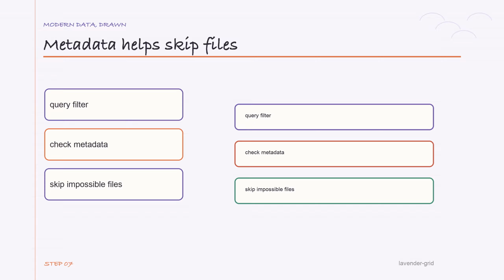Now connect that idea to what appears on the page. Read the drawing from one idea to the next. Query filter, then check metadata, then skip impossible files.